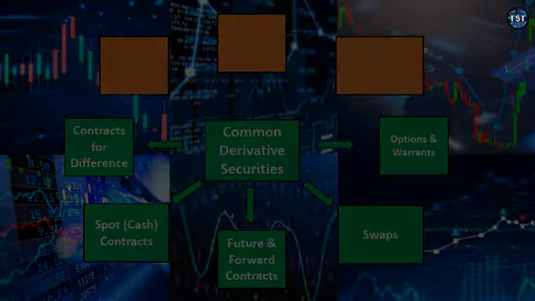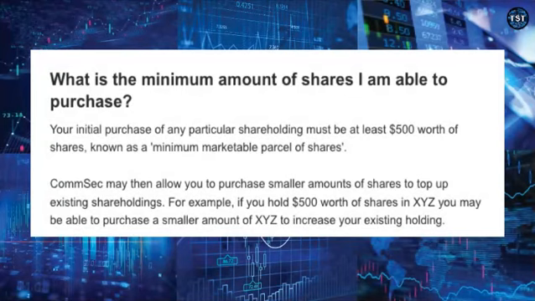For example, the Australian broker CommSec has a minimum value of $500 for your initial purchase of shares in a particular stock. This is known as a minimum marketable parcel of shares. CommSec will then allow you to purchase smaller amounts of shares to top up existing shareholdings. This means that if the shares are valued at $1, you must buy at least 500.